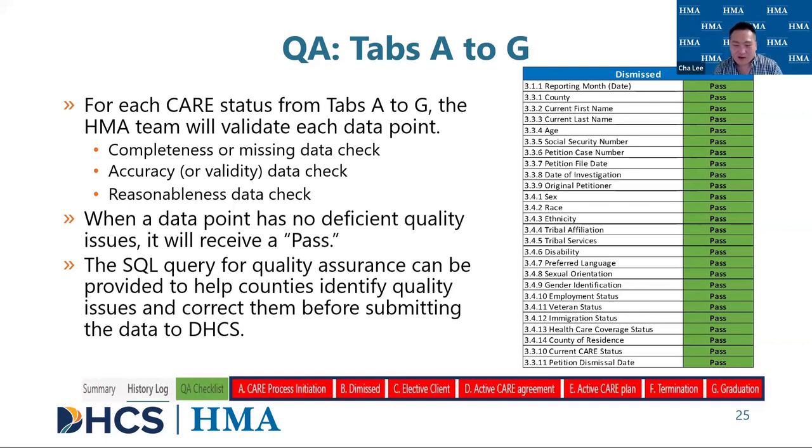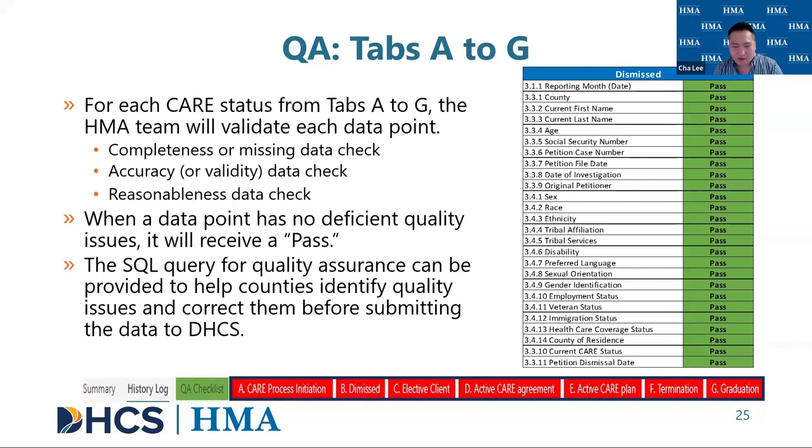The table showing on the right is actually from tab B for the dismissal care status. As you can see, we're going to go through each of those data points. When a data point has no deficient quality issues, it will receive a pass. So it's going to turn green and receive a pass.